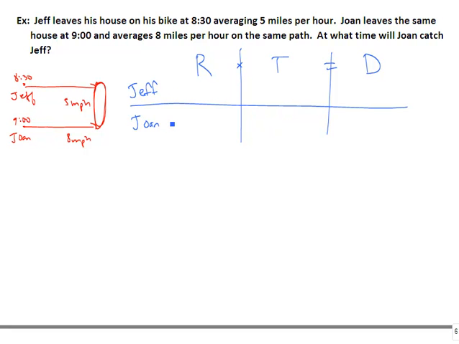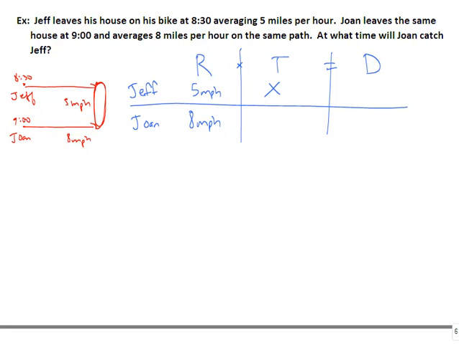Do we know Jeff's rate? Yes, that's the 5 miles per hour. Do we know Joan's rate? Yes, that's 8 miles per hour. Do we know Jeff's time? Here a common mistake is for students to put 8:30 in. Now 8:30 is the time he leaves, but what we want in our time column here is the time that he spent biking, the time he spent traveling. So he hasn't been traveling for 8 hours and 30 minutes. 8:30 is a clock time. Do we know how long he was biking for? No. So I'm going to call that time X.